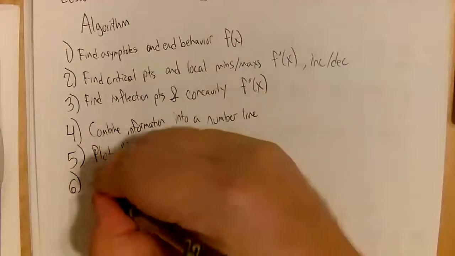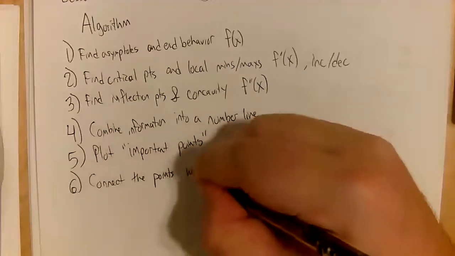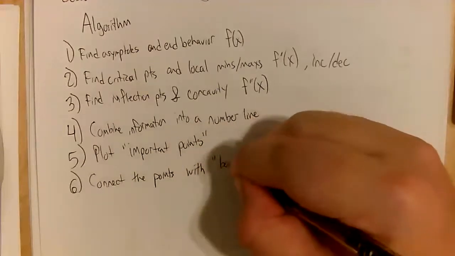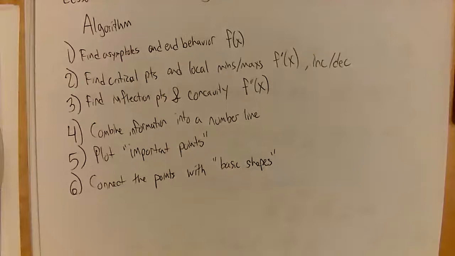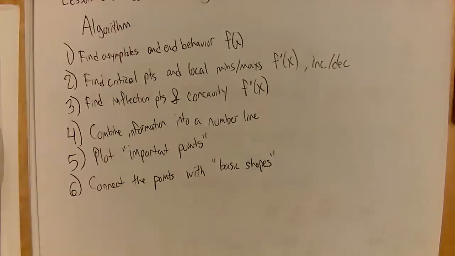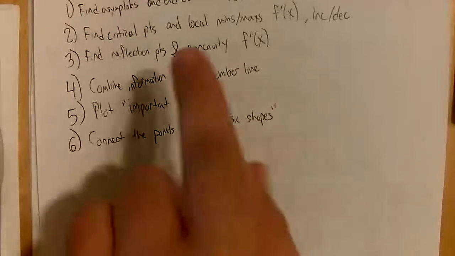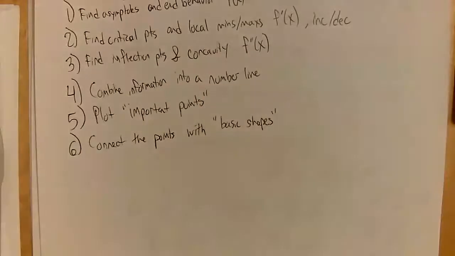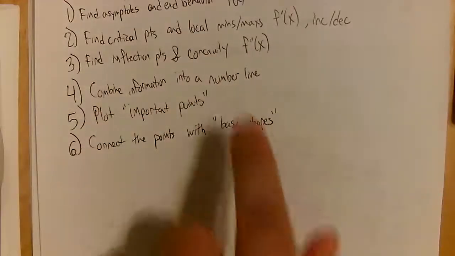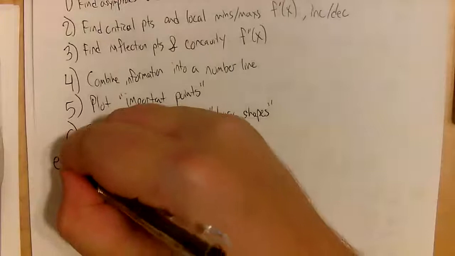And then finally, we're going to connect the points with what I'm going to call basic shapes. So there are going to end up being 4 of these basic shapes, and I'll get to these once we start doing the example. But then once we connect the points with these shapes, then we actually have a complete graph. So that's what it's going to be. And unfortunately, this process can take quite a while because we need to compute 2 derivatives, do a bunch of algebra in these steps, and then we have the actual plotting part. All right, so let's go ahead and get some examples going here.